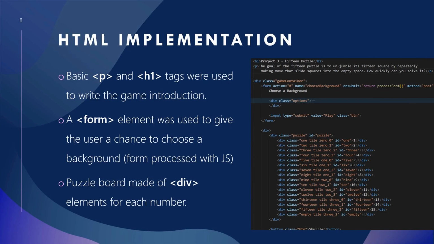The HTML implementation had a basic paragraph and heading tag to describe what the game is and how to solve it. The user has 3 background images they can choose from: Mario, Rubik's Cube, and Cars. So the form is there to allow them to click either of those options and then play the game. There's a div for the overall puzzle and 16 divs within that one. Every tile has its own div and has been labeled with a class and an ID to easily identify it within the CSS or JavaScript.